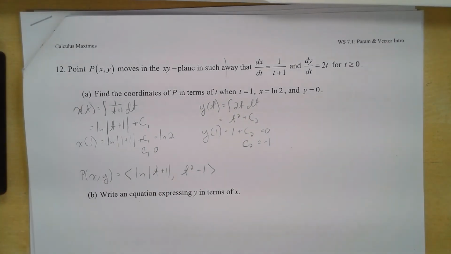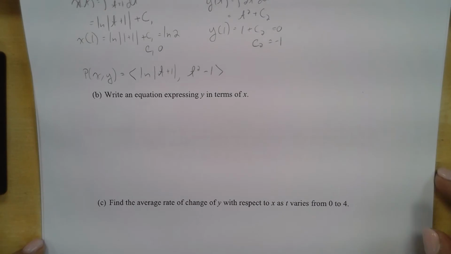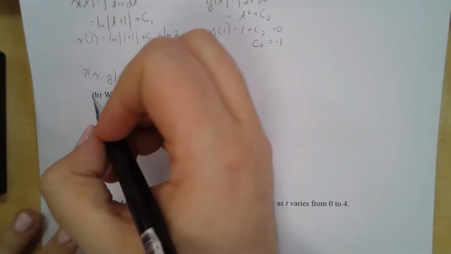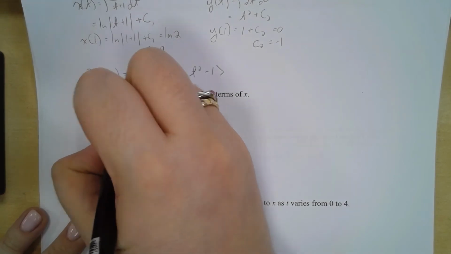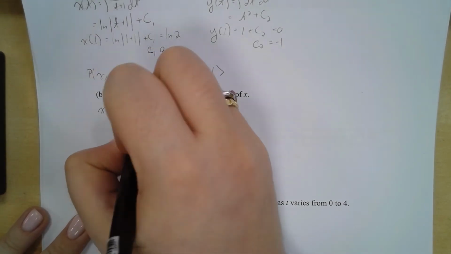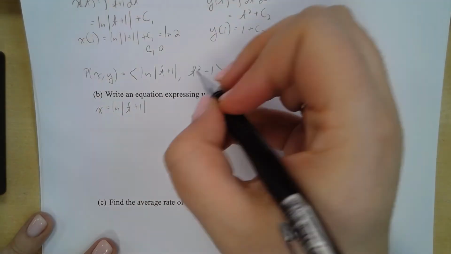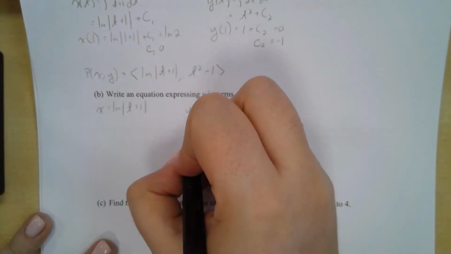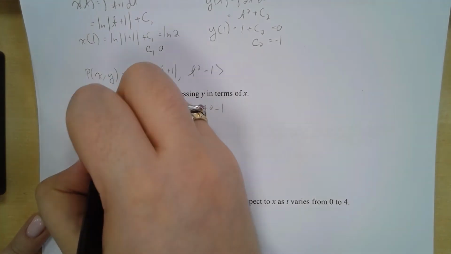All right. Now we're asked to write an expression expressing y in terms of x. Well, x is equal to the natural log of t plus 1. We're going to solve this for t. So y is equal to t squared minus 1, right? We want to have y in terms of just x only.